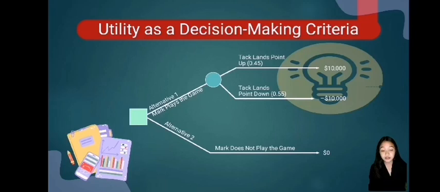So, as you can see on the figure, alternative 1 is to play the game. Mark believes that there is a 45% chance of winning $10,000 and a 55% chance of suffering the $10,000 loss. And alternative 2 is not to gamble. So what should Mark do? Of course, it depends on Mark's utility for money. As stated previously, he likes to gamble.